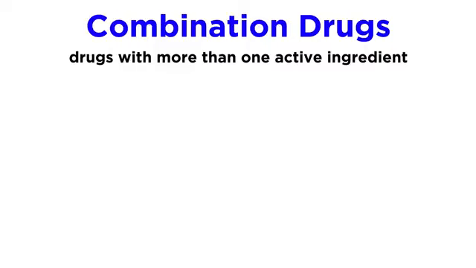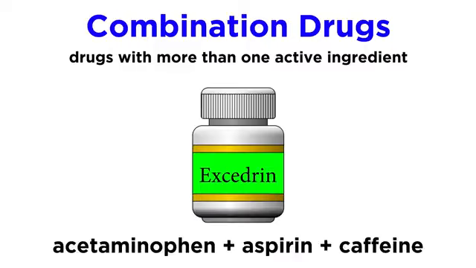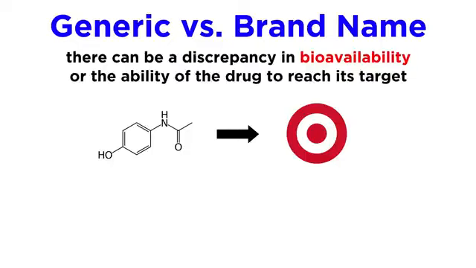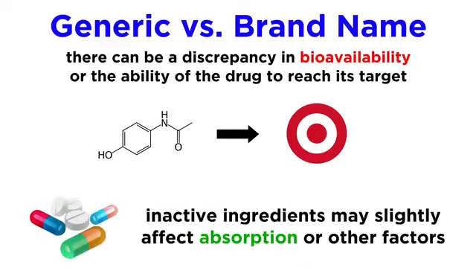A difference does arise, however, when it comes to combination drugs. Excedrin is a mixture of acetaminophen, aspirin, and caffeine, intended to combine the effects of these three drugs to produce more effective pain relief. In addition, while the active ingredient in a brand name drug and its generic counterpart is 100% identical, there can potentially be a discrepancy in bioavailability, or the ability of the drug to move through the body to reach its target and elicit the desired effect. This is due to inactive ingredients, which can influence the degree of absorption and other related factors. But typically, these discrepancies are minimal or even completely negligible.